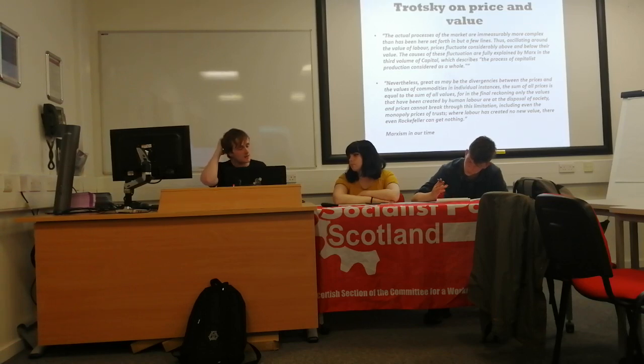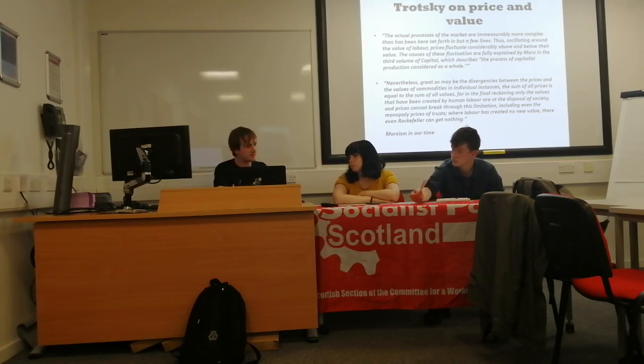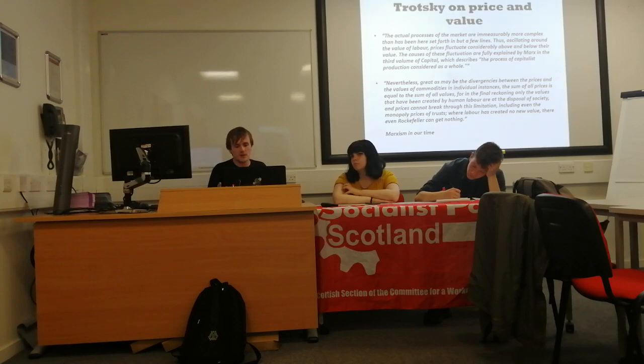Trotsky deals with this in Marxism in Our Time, one of the later things he wrote. I'll not read all this out, you can read it yourself, but a main point to take for this discussion is where he says: in individual instances there can be great divergences between the price and the values of commodities. But the sum of all prices is equal to the sum of all values. For in final reckoning, only the values that have been created by human labour are at the disposal of society, and prices cannot break this limitation, even the monopoly prices of trusts. Where labour has created no new value, even a Rockefeller can get nothing.